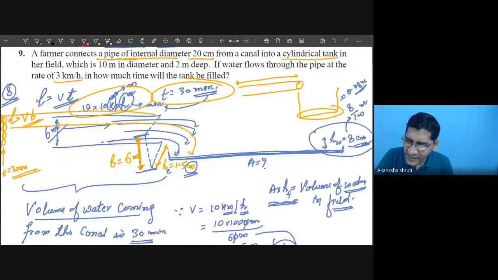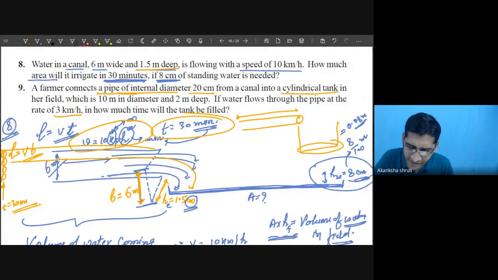But here the things are given in meter. So you need to convert this into 3000 meter per hour. You can maintain the time in hour. This way, the time in hour you can calculate. So please try this question number 9. If you could not get it, then I will solve it tomorrow.